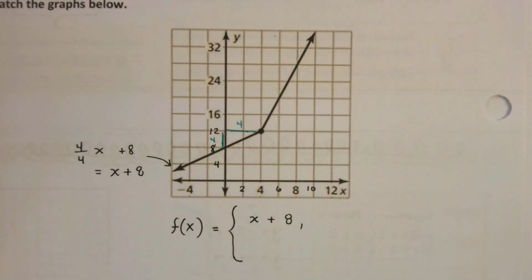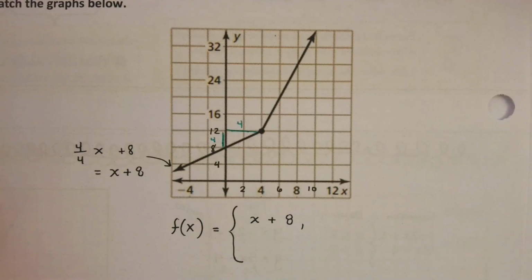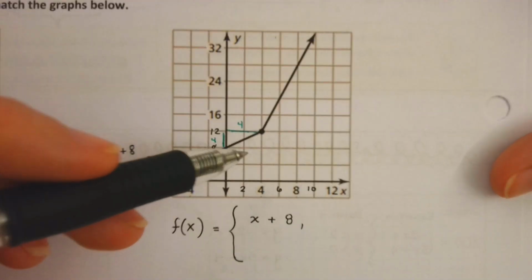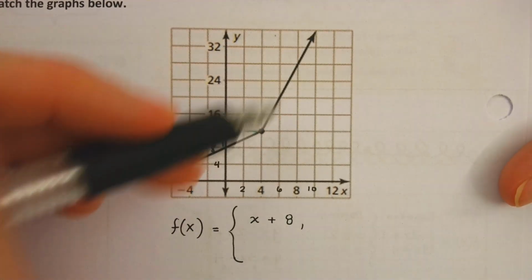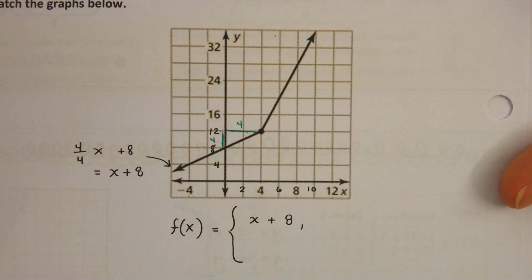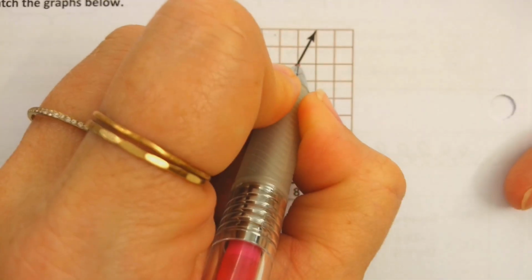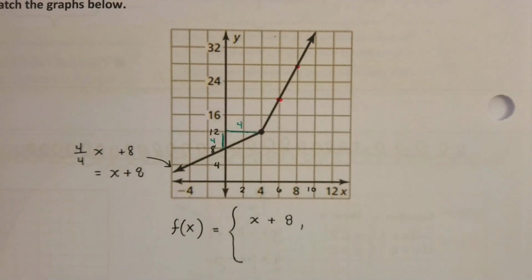Okay, second one. Can we see the y-intercept right now? You can see the y-intercept for the second one? I can't. Okay. Can we see the slope? Can we count the slope? Yeah, we can count the slope. Let's count it. Be careful what you count by.